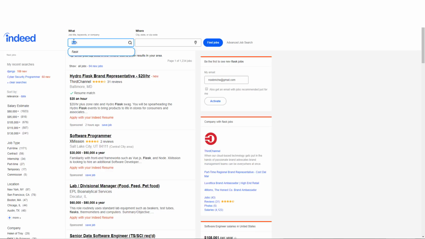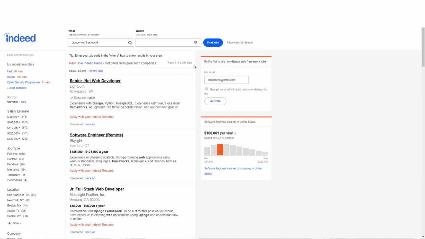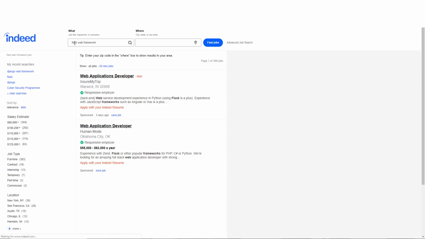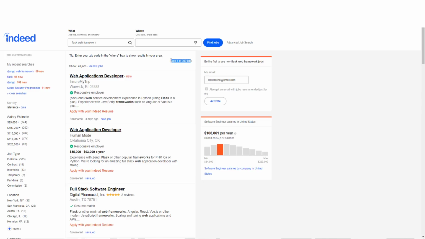So if we were to fully type this out, I'm sure we'd get somewhat similar results. Much less jobs, but it's much more specific. And you get 1,000 to 1,400. So that's about the same, roughly. So definitely Django is going to slightly edge out Flask with jobs.